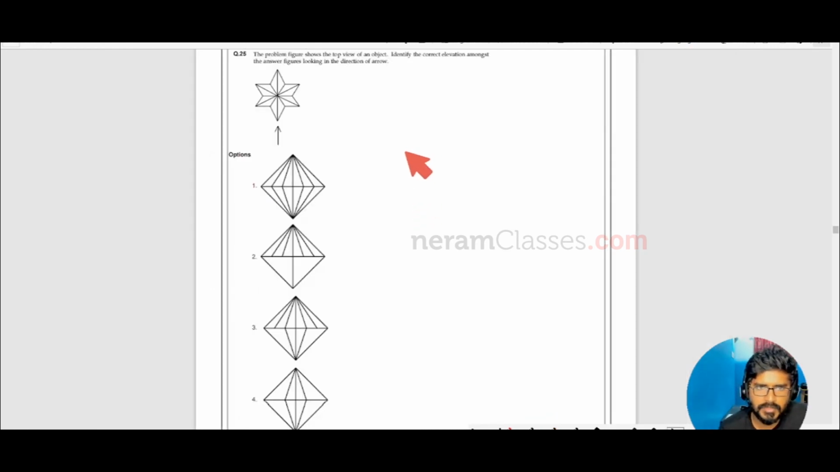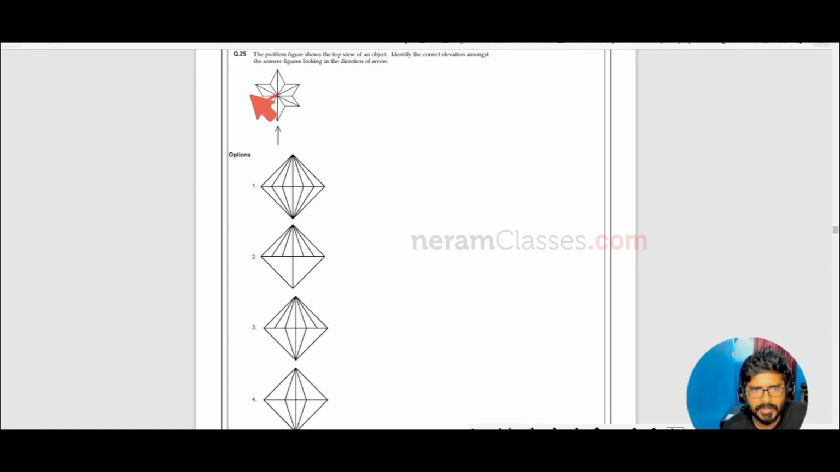Now the question number 25. The problem figure shows the top view of an object. Identify the correct elevation among the answer figures looking in the direction of the arrow. Okay, so this is the question. We don't have to worry about the bottom figure, whether it's flat or any other shape. It's looking like a diamond. So we just can find out the answer based on the subdivisions here.